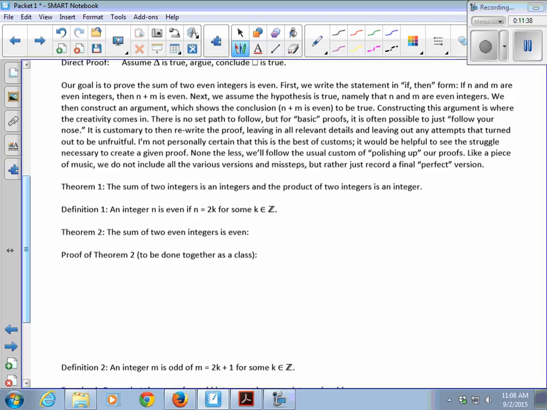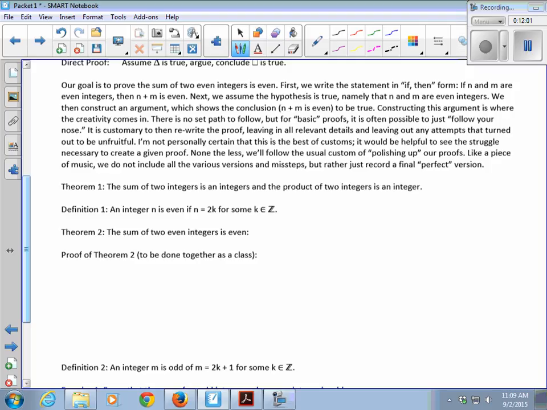First, we write the statement in if-then form. If n and m are even integers, then n plus m is even. Right? So we just wrote it as an if-then statement. Next, we assume that the hypothesis is true, namely that n and m are both even. That's just given. We start with that assumption. N and m are even integers.